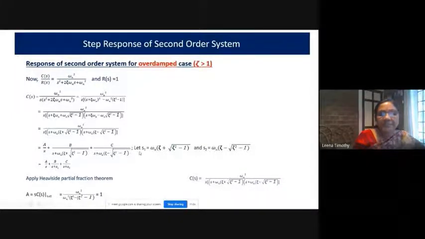Now for easiness, let us put S1 is equal to this term, omega n into theta plus root of theta square minus 1, and S2 is equal to this much. So we can write this as A by S plus B divided by S plus S1 plus C divided by S plus S2. Calculation is just easy.